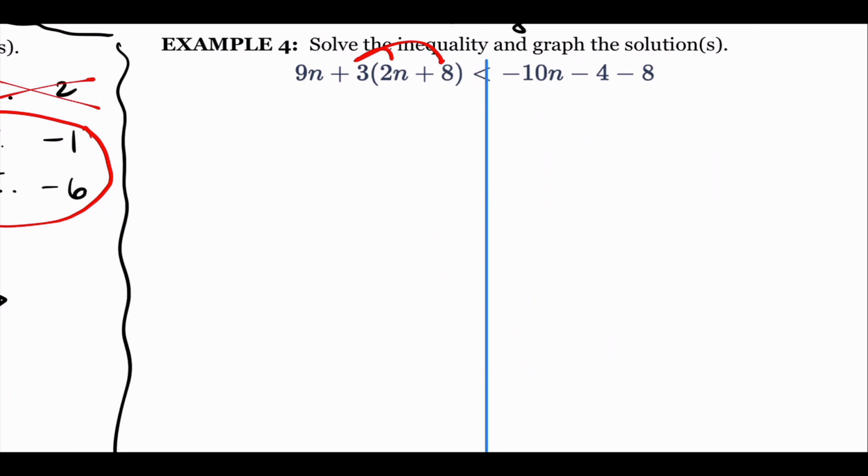Okay. Distribute means multiplication. So 3 times 2 is positive 6n. 3 times 8 is positive 24. Bring everything else down.